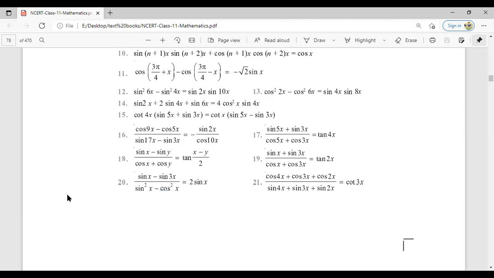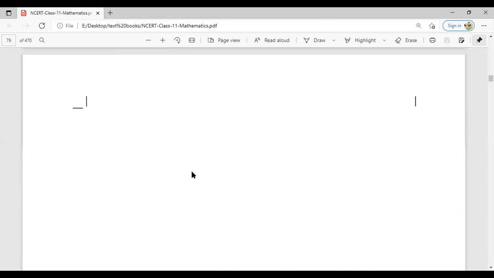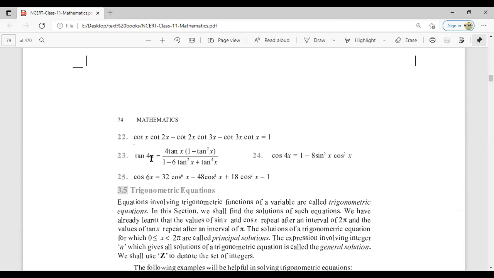The rest of the questions you can do yourself. Just try and apply the formulas. Here 4 can be written as 2 into 2x, then you can use the formula for tan 2x. And here in cos 6x, use the formula for cos 3x: 2 into 3, then the cos 3x formula. Then I think you have to use the cos 3x formula again 2 times, then you get the answer. So you can try yourself.